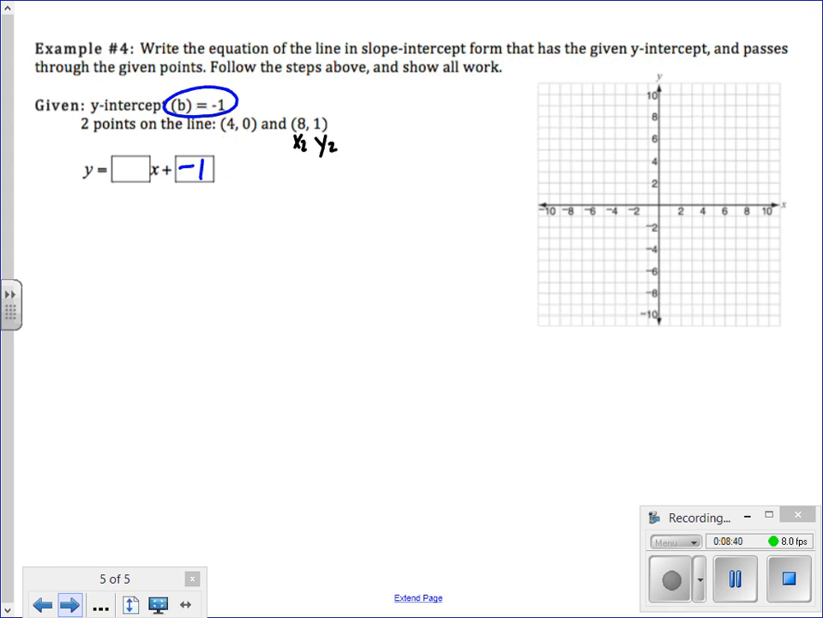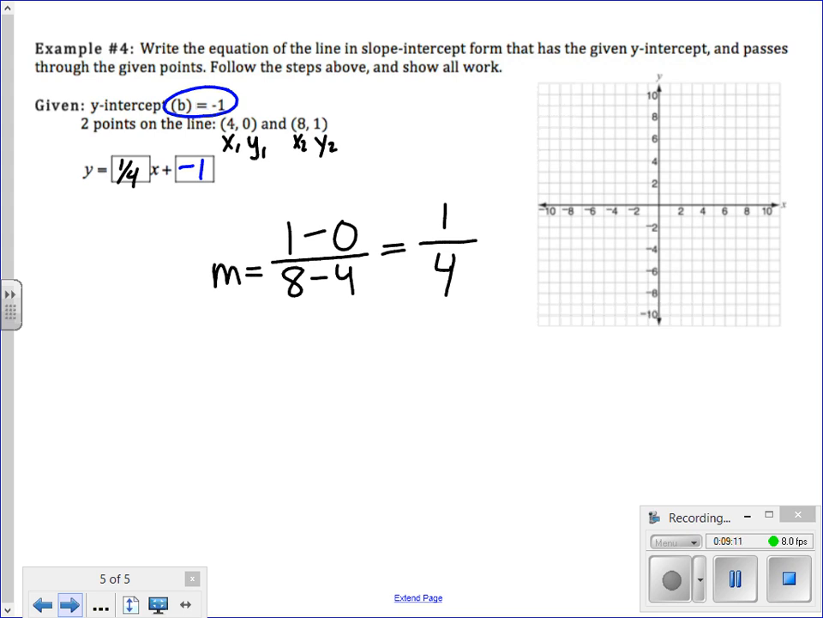I'm going to rewrite that here, x1 and y1. So here's how I find the slope. y2, which is 1 minus 0 over 8 minus 4. Well, 1 minus 0 is 1 over 4. That fraction doesn't simplify any more than it is. So that's my slope. My equation is y equals 1/4 x minus 1.